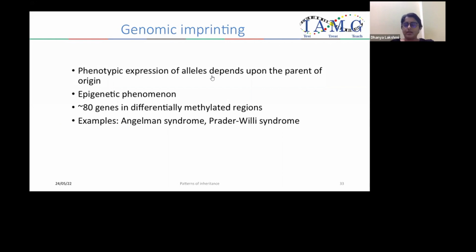Genomic imprinting is another non-Mendelian form of inheritance. So generally, phenotypic expression of an allele does not depend upon the parent of origin, but there is a situation known as genomic imprinting where the phenotypic expression of the allele depends upon the parent of origin, and it is an epigenetic phenomenon. And in the human genome, there are around 80 genes in differentially methylated regions. Some of the examples for genomic imprinting related disorders include Angelman syndrome and Prader-Willi syndrome.